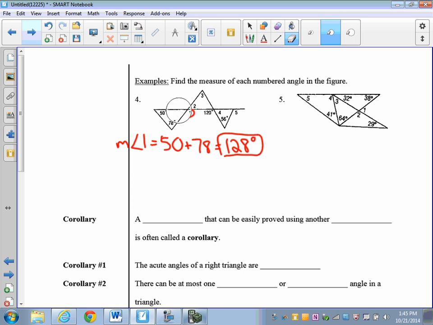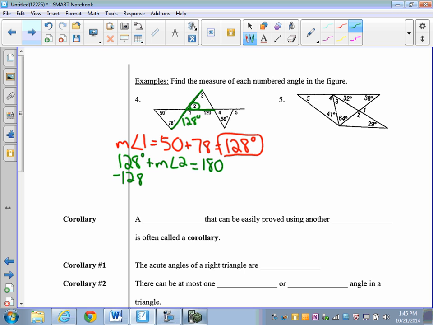Knowing that, I can solve all these other angles. So if this is 128, I have angle 2 also, so I'm not using remote interior angles here. I'm using the fact that angle 1 and angle 2 are a linear pair. We've talked a lot about that all year. So, since they're a linear pair, that means they have to equal 180. 128 degrees plus the measure of angle 2 equals 180 degrees. All I have to do is subtract 128, and I get the measure of angle 2 is equal to 52 degrees.